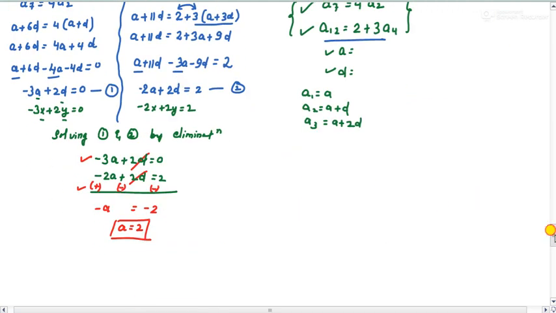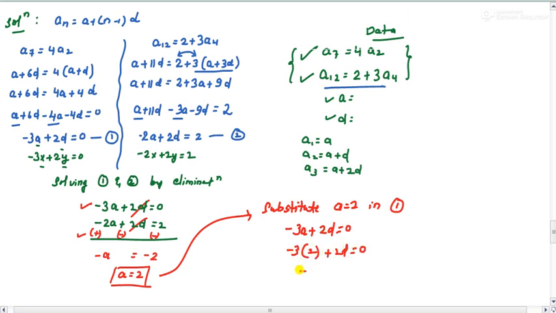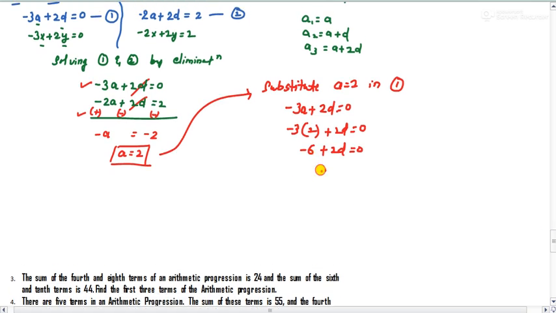Okay, good. Fine. Now whatever value you got, substitute this. Let me write it here. Now substitute this in either 1 or 2. Okay, substitute the value of a as 2 in equation number 1. I'm taking 1 here, you can take 2 as well, not a problem. So minus 3a plus 2d equals to 0. Now substitute a as 2, plus 2d equals to 0. So 3 2s are, this is minus 6 and this is as it is. Now 2d is equal to 6, goes to RHS, it becomes plus 6. So d is 6 by 2, which is 3. So what is the value of d? D is how much? 3, right?